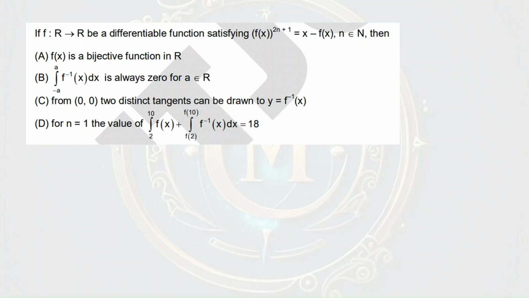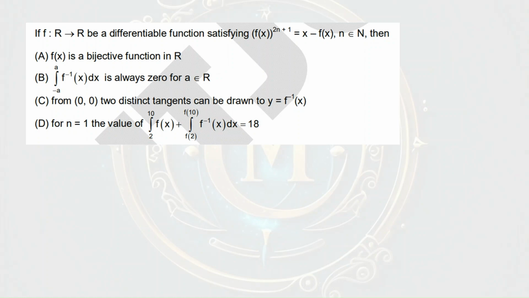So, what does this question say? It says if f defined from the set of real numbers to the set of real numbers is a differentiable function satisfying this functional relation for all n belonging to natural numbers, then which of the options are correct? This is a multiple choice question, so one or more than one options can be correct.